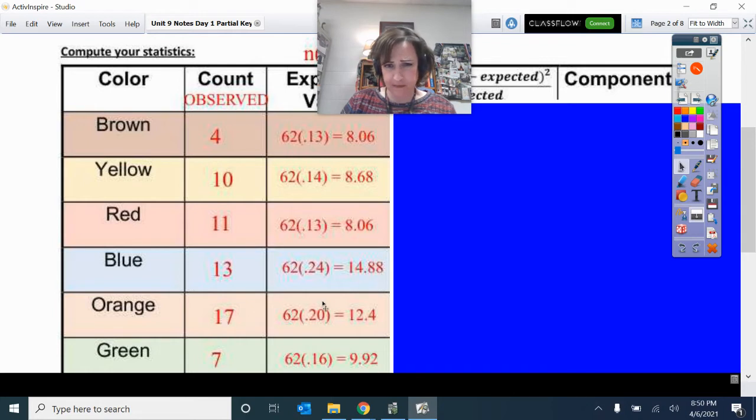Look at orange, 17, and what was expected was 12.4. Is that going to be my biggest discrepancy? Yeah, that's a little bit more than the brown. So the biggest discrepancy I had was the oranges. And I don't know how unusual that was. I would have to run a hypothesis test for just orange if I wanted to do that. But let's keep going.